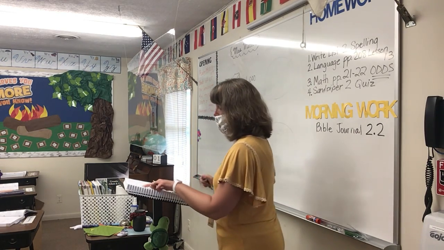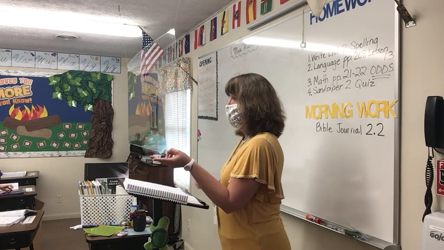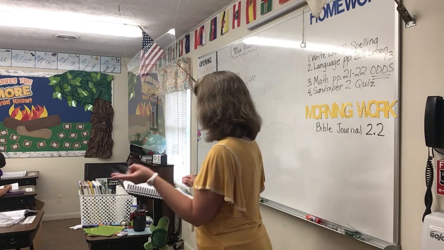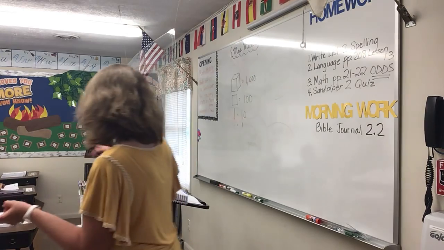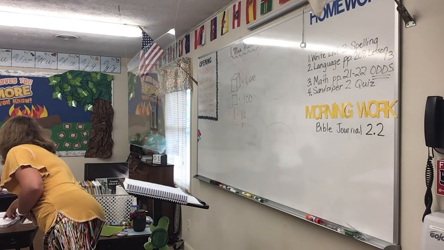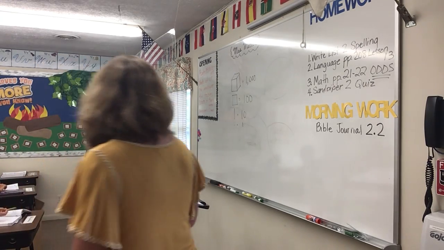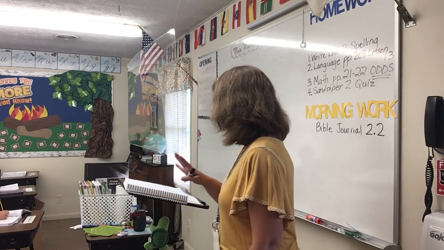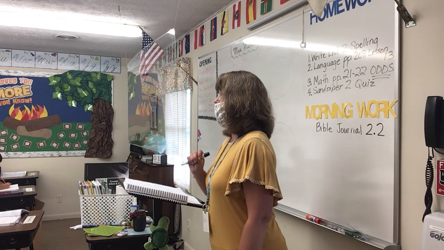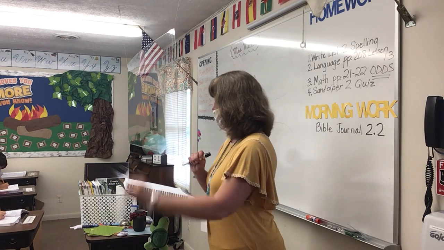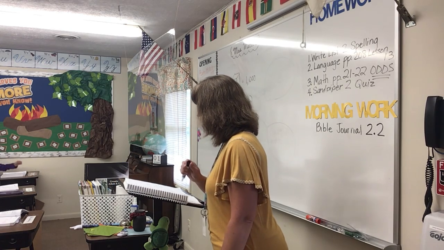So next to where it says hundreds, what are we going to write? 2 hundreds. Okay. 2 hundreds. And then next to tens, we're going to write 4, right? And then how many ones were there? 0. Number 1 is 2 hundreds, 4 tens, 0 ones.